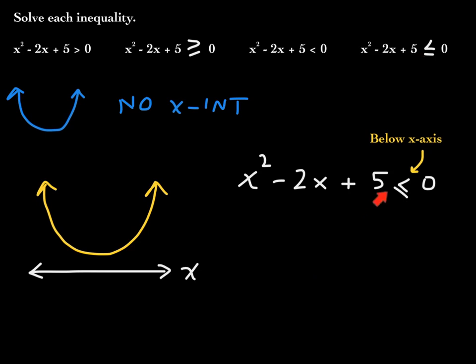Okay, next one. This one is non-strict. It's asking you when is it either below the x-axis or right on the x-axis. Neither of those two things happen. It's neither below the x-axis nor right on the x-axis. It's neither less than 0 or equal to 0. So again, no solution. All right, cool, you guys. Let's continue.